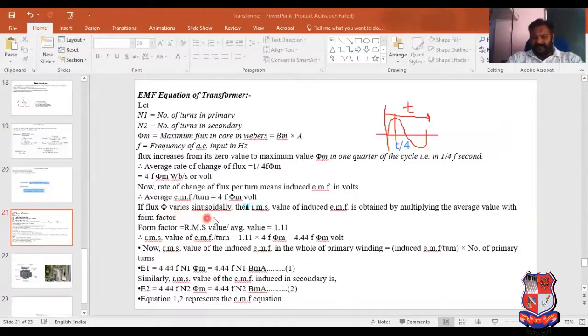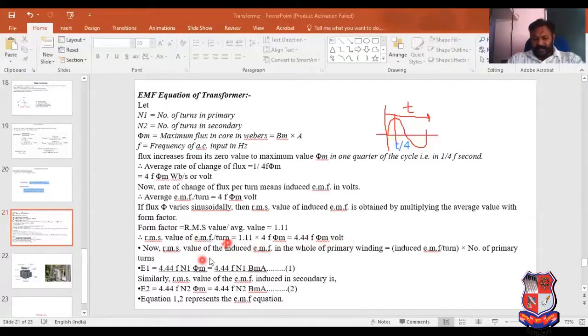If flux varies sinusoidally, as you are seeing here, then the RMS value of induced EMF is obtained by multiplying the average value with the form factor, as you all know. Form factor is RMS upon average. Here we know the average value, and the form factor is 1.11. The average value we found is 4 F phi m. So the RMS value of EMF per turn will be equal to 1.11 into 4 F phi m, which is 4.44 F phi m volts.